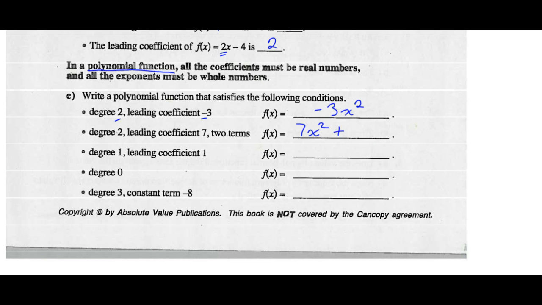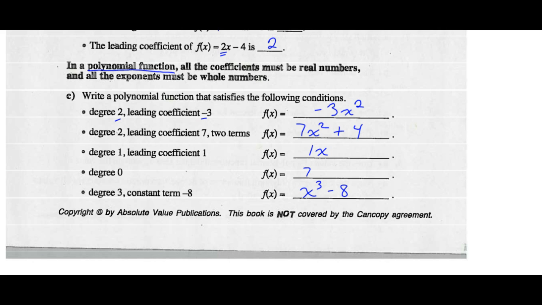I mean we can make any other term we want. All right. A degree of 1, leading coefficient of 1, so 1x. We can have as many terms as we want, but that's the simplest one. A degree of 0 would be any constant term like 7 or 11 or whatever we want. And degree 3 with a constant term of negative 8. So maybe we're going to say x cubed minus 8 might be the easiest one we could get. All right.